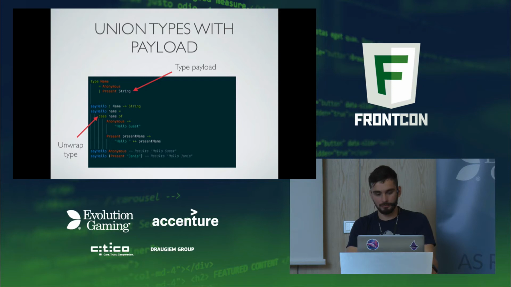So what if a type contains some additional information, not just the type information itself, but like a payload? Let's say we have a name type, and someone comes into our application. He can be either anonymous or he can be present. Let's say he might have logged in, and we have a say hello function again, and the name argument is of type name. So name again is a union type consisting of anonymous or present with a string. The string is the name of the person who is visiting us. Again, we unwrap it. If it's anonymous, we say hello guest, and if it's present, we unwrap it, and with the help of pattern matching, we get the argument of this string.